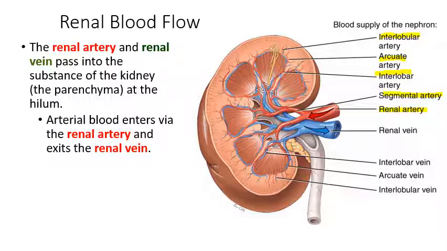And then the pattern goes in the opposite order to take the blood out of the kidney once it's been filtered. So we go from interlobular to arcuate to interlobar to segmental vein, back to the renal vein, which is going to take us back to the inferior vena cava.